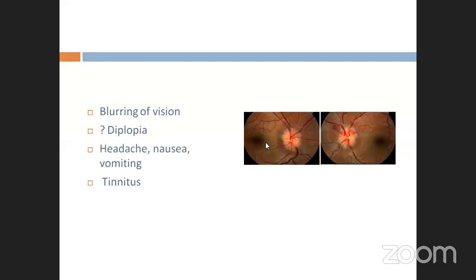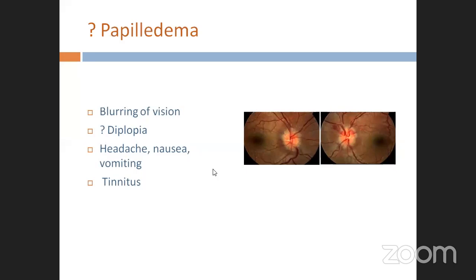The patient presents with blurring of vision. Sometimes he has diplopia. He has headache, nausea, and vomiting. He has tinnitus. So this could be papilledema due to high intracranial pressure.